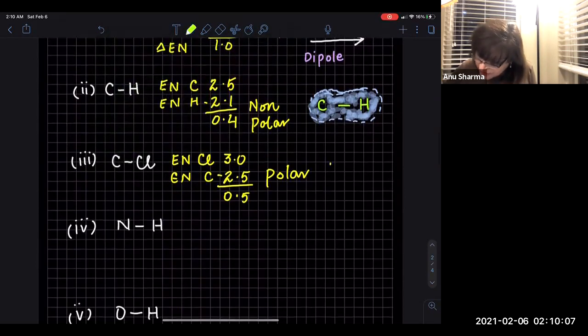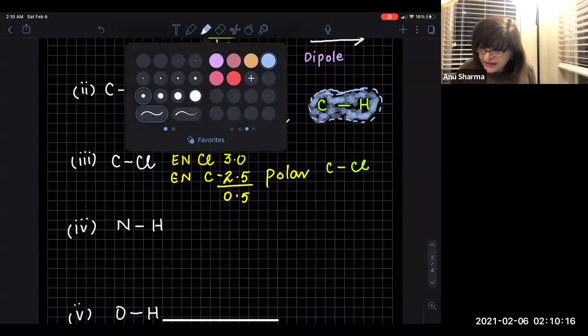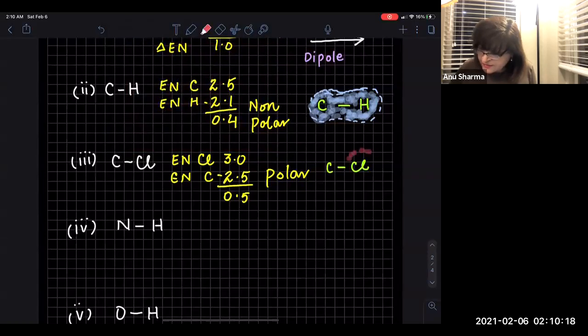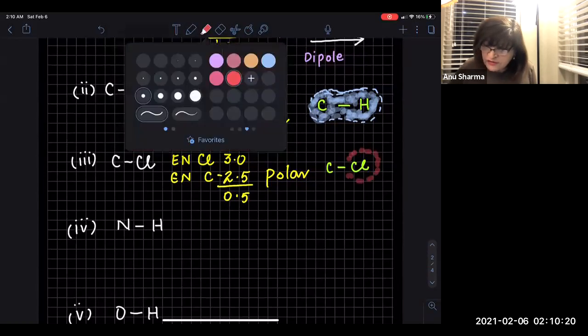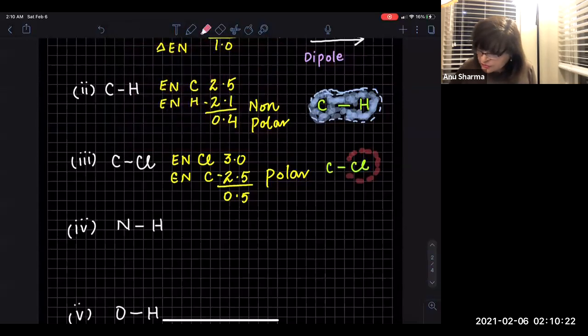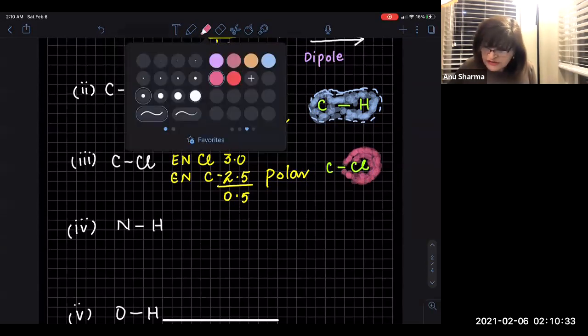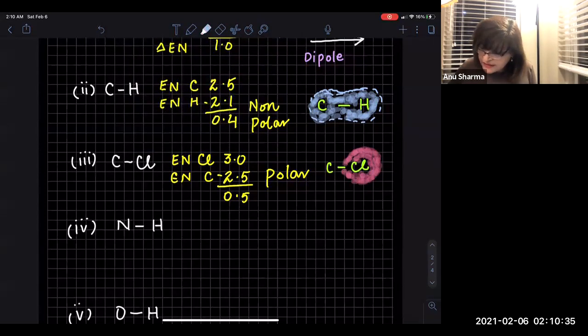Here, this is carbon and this is chlorine. Chlorine is more electronegative, so chlorine is going to be attracting the electrons towards itself. More electrons are going to be spending time towards the chlorine side, right? And this is the hot region. What I'm drawing here are called heat maps.